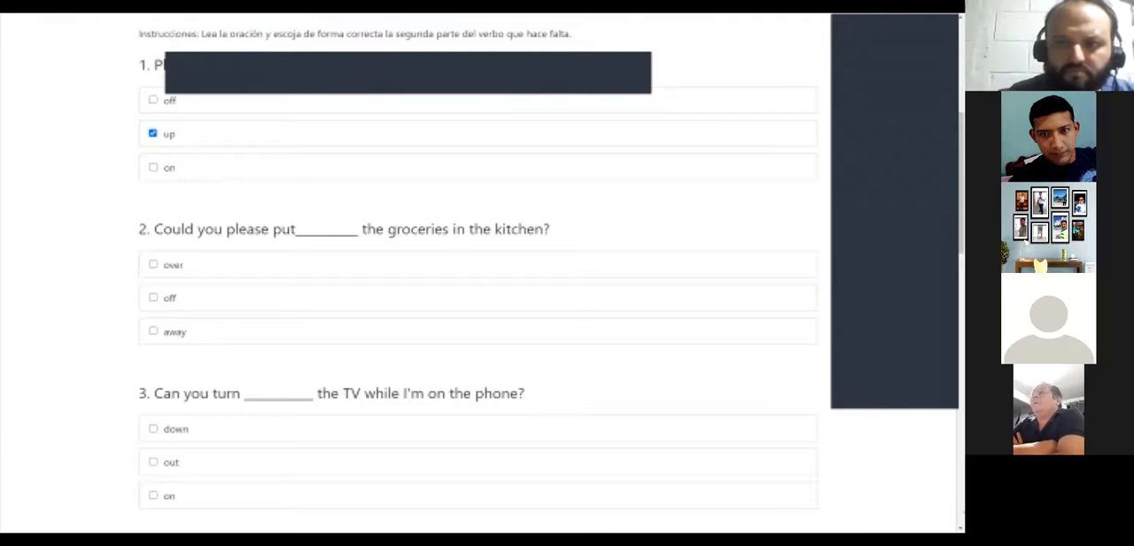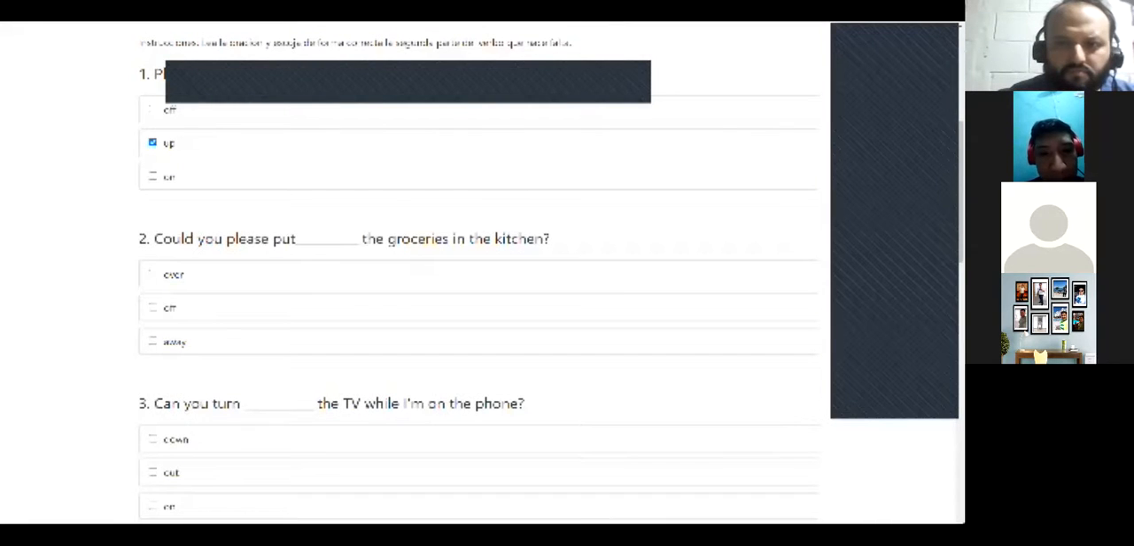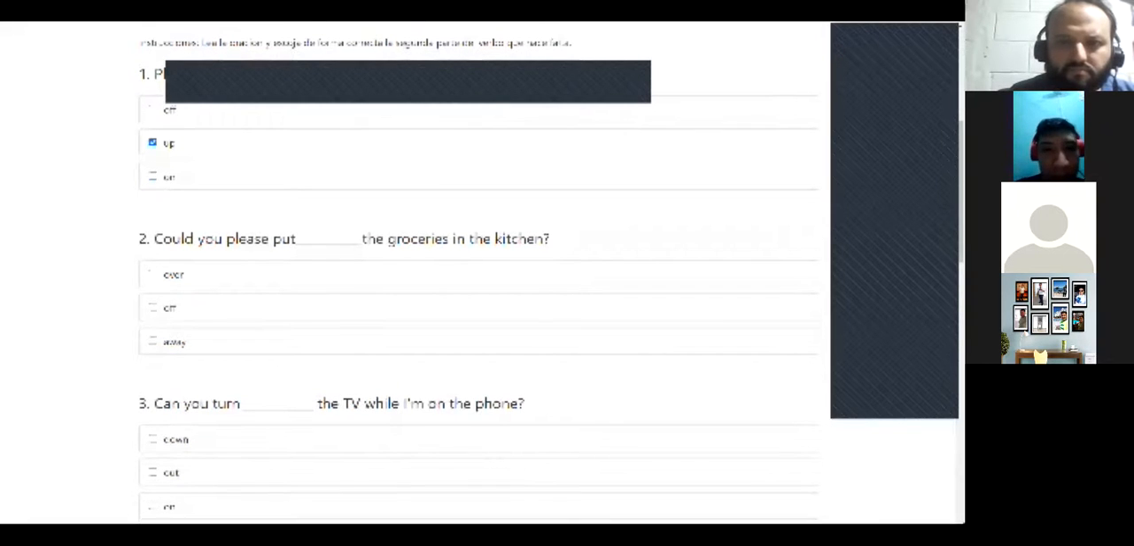Could you please put over, put off, put away the groceries in the kitchen? Put away. Put away the groceries in the kitchen. Thank you. That is correct. Can you put away the groceries in the kitchen? Why put away and not put off, or put over? What's the meaning of put away?